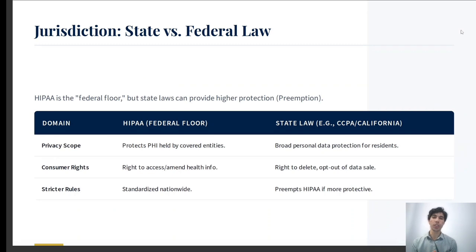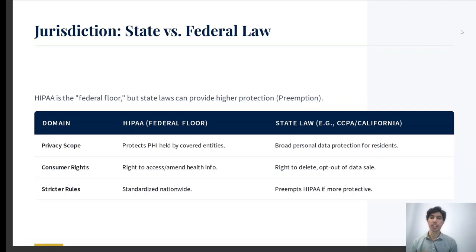Okay, so until now we have discussed HIPAA, which is a federal law and basically a baseline for all the laws. But if you're working in a specific state, for example California, some states have stricter laws than the federal HIPAA baseline. For example, if we look at privacy scope, HIPAA only offers protection to PHI held by covered entities. But in California, broad personal data protection is provided for residents.